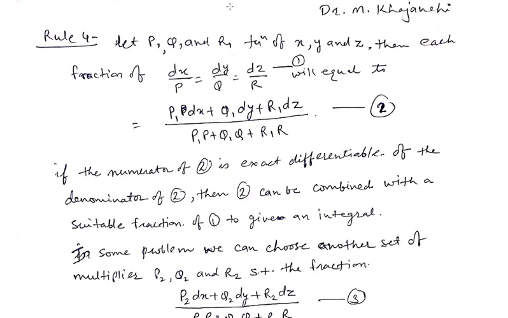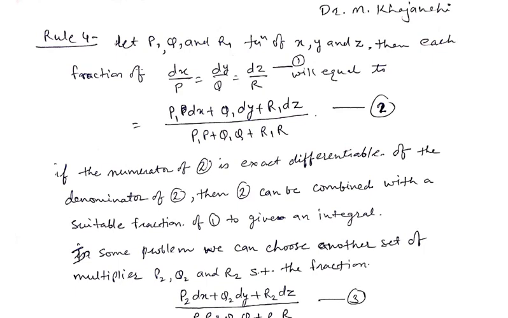Good morning, students. Today we discuss the fourth rule to solve the Lagrange auxiliary differential equation, which is dx upon P equals dy upon Q equals dz upon R. Now, in previous rules, we tried to find integrals of the Lagrange auxiliary solution by using two fractions, or by constructing another fraction whose denominator is 0 by multiplying some multiplier.